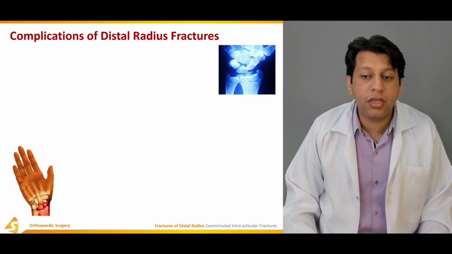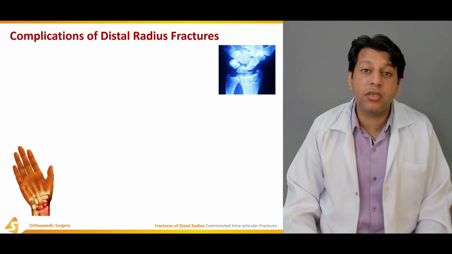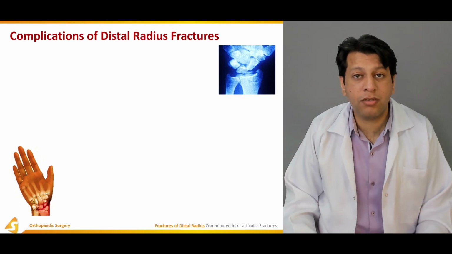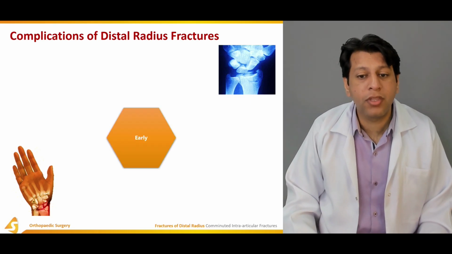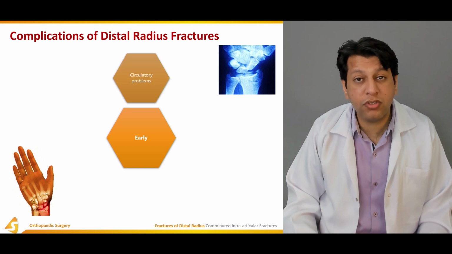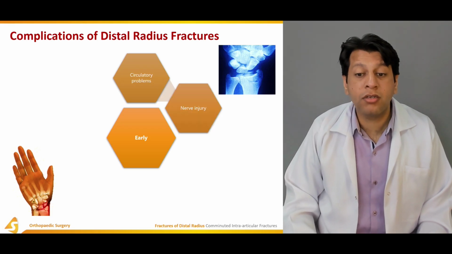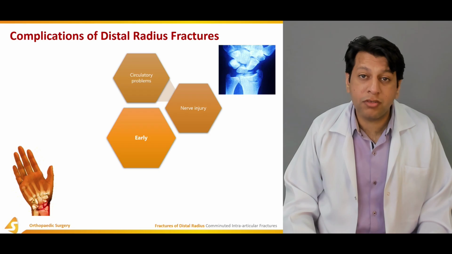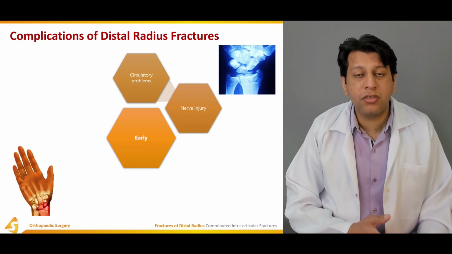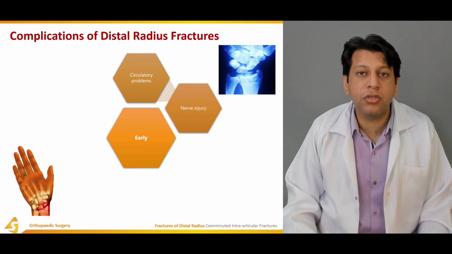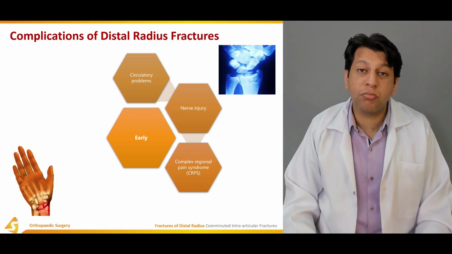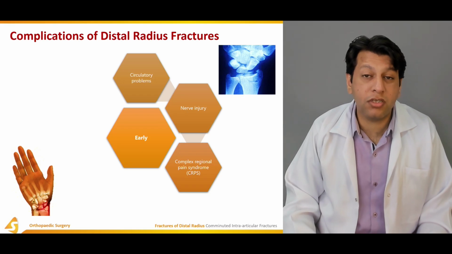Okay, now with the degree of comminution and high-energy trauma, there are always associated complications, and even with aggressive treatment, they can still have complications. Early complications include circulatory problems. It could be neurovascular damage at the time of injury, which could be problematic later on, or a nerve injury, as the median nerve and ulnar nerve pass through this. Even the distal part of the radial nerve passes just through the snuff box. This could be associated, even if we have done the volar or dorsal plating, with complex regional pain syndrome.